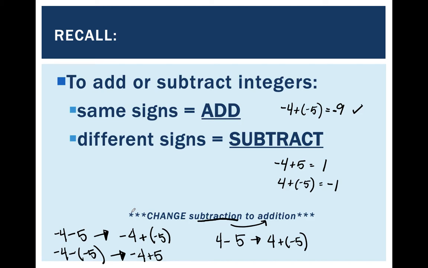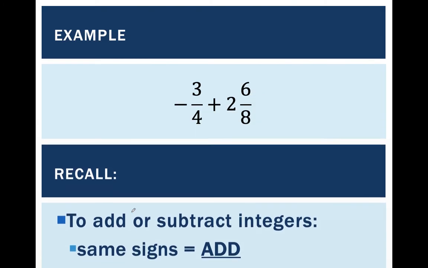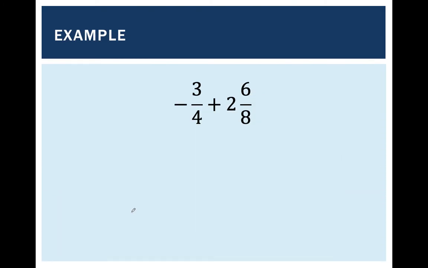Okay, so now we're going to put these two things together: the rules for adding and subtracting integers and the rules for adding and subtracting fractions. So take a look at your notes. In the coral colored packet, you should see under the adding and subtracting column this first example written there. So here we have a negative 3/4 plus 2 6/8. We are going to start just like we did with the first few examples by converting the mixed number to an improper fraction.